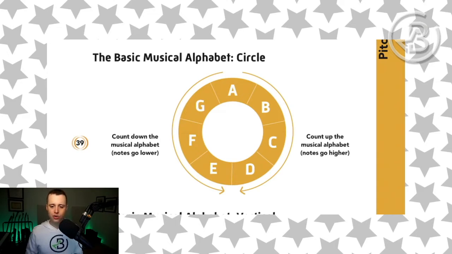So what we're going to do now is we're actually going to watch and listen to an example of the basic musical alphabet going from low to high and high to low, so you can hear the pitches go up and down in real time and see which notes are being played, and see which note names those pitches have. Here is example 39.